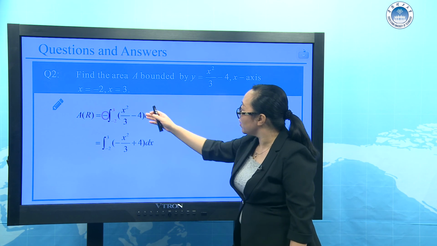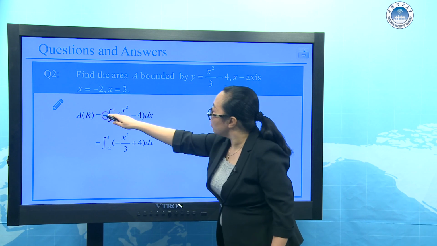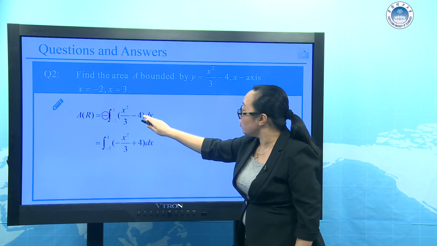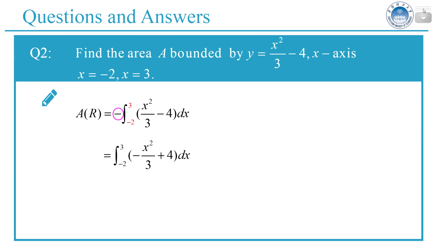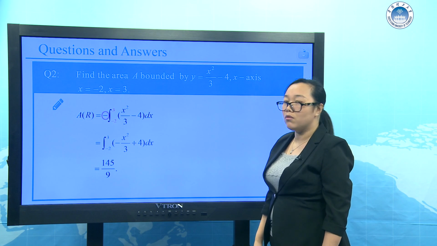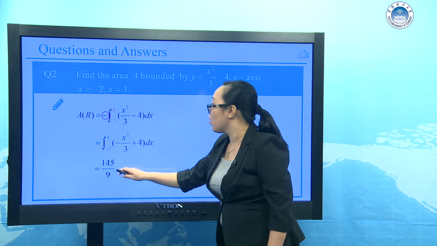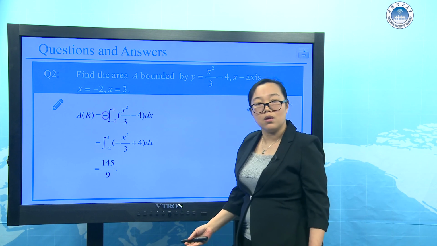Copy the terms. Sometimes you can write the -1 into this expression: -4 becomes positive 4. This term becomes minus x squared over 3, from A to B. It is our polynomial's integral, so you can get the final result 125/9. The question is solved.